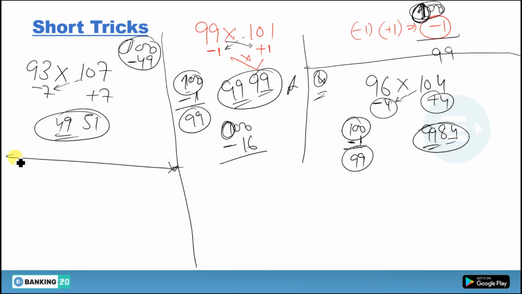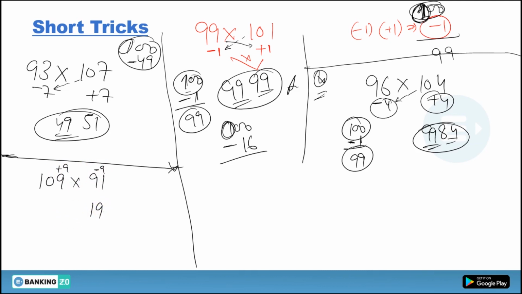Okay, now do one thing. You have to do this question in your mind. How can you do that? See here, if you want to multiply 109 into 91, this is plus 9, this one is minus 9. What you're going to get is 9 into 9, minus 81. Just subtract that minus 81 from 100. What you're going to get is plus 19.